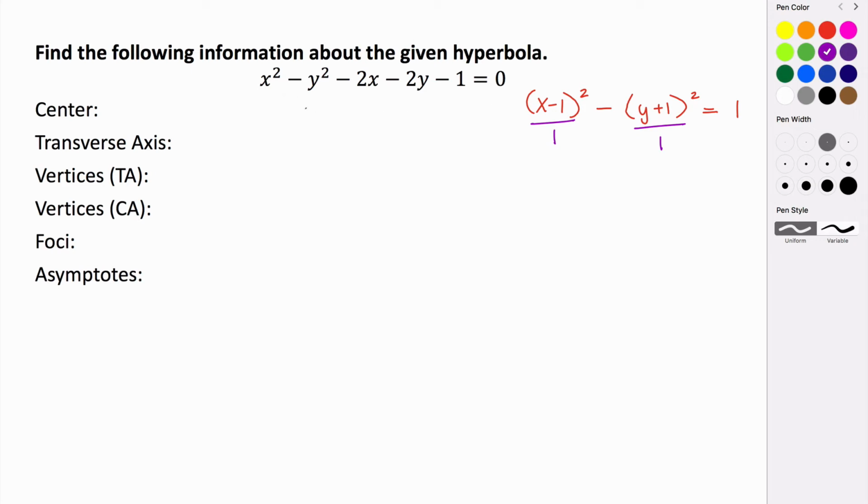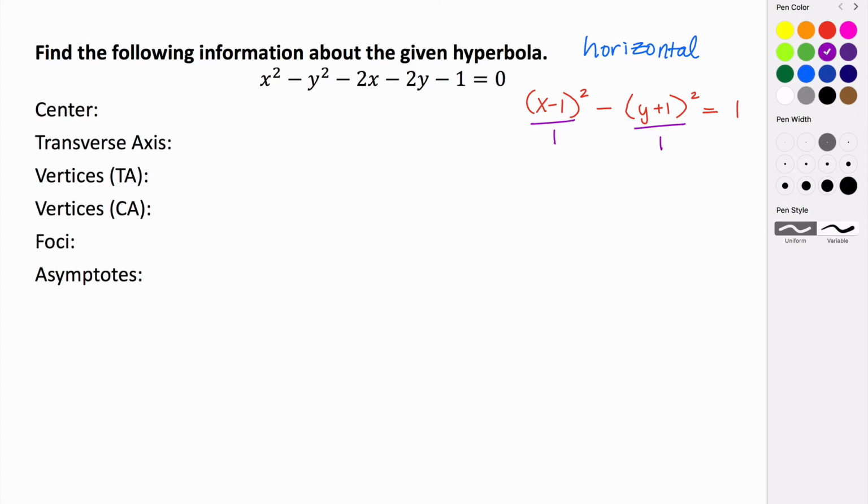Now that we've converted this general form equation into our standard form, we can take a look at finding the center, the equation for the transverse axis, the coordinates of our conjugate and transverse axis vertices, the coordinates of our foci, and the equation for our asymptotes. So because this hyperbola has the x quantity as the leading quantity of our difference, this tells us that we have a horizontal hyperbola. It's horizontal, which means the transverse axis is going to be parallel to the x-axis.